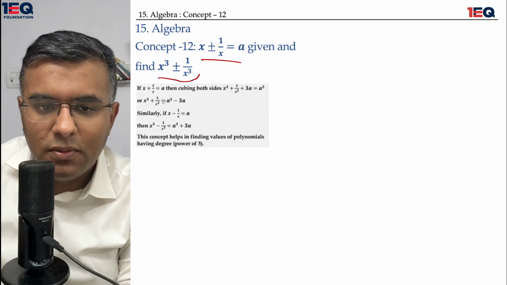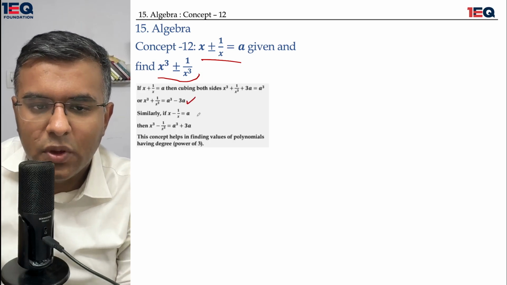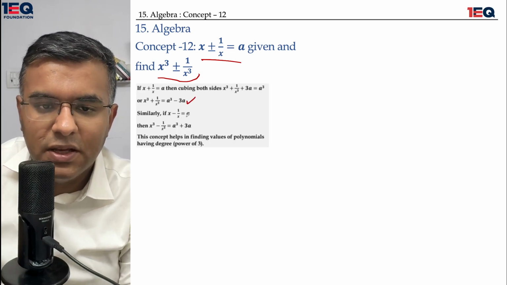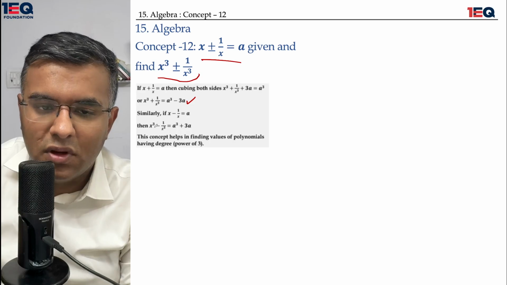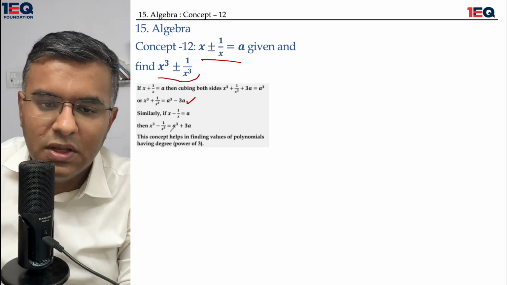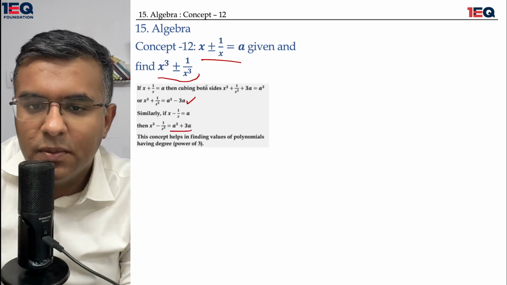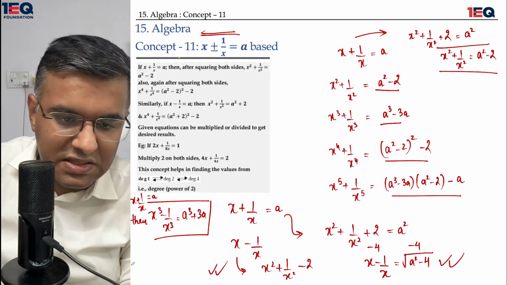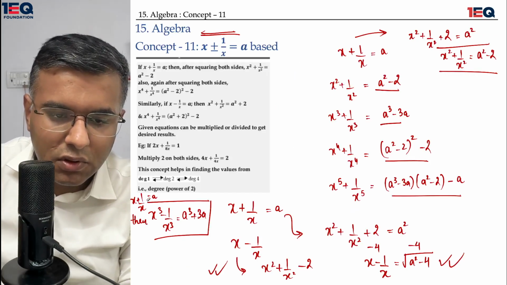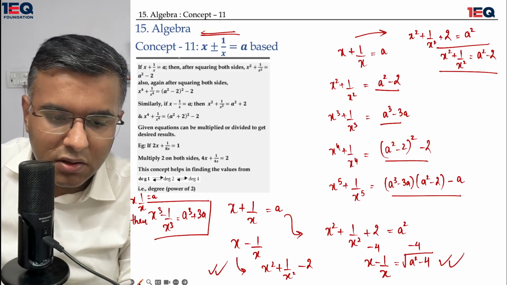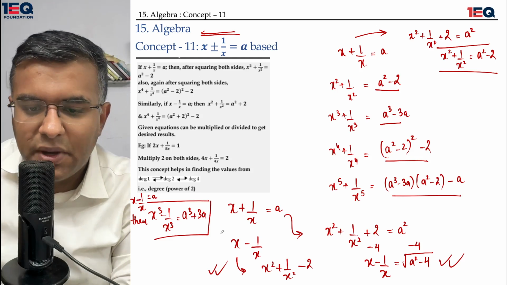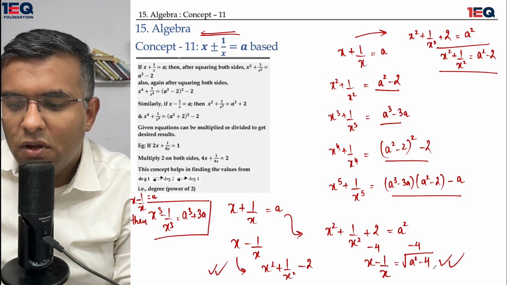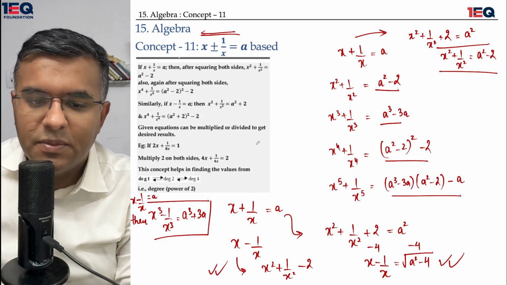We've already talked about a cube minus 3a. And when there is a situation of x minus 1 by x and we have to convert it to x cube minus 1 by x cube, then it is a cube plus 3a. Okay, a cube plus 3a. Over here I'll have to make the necessary amends. This is the minus sign where you have to flip the sign.